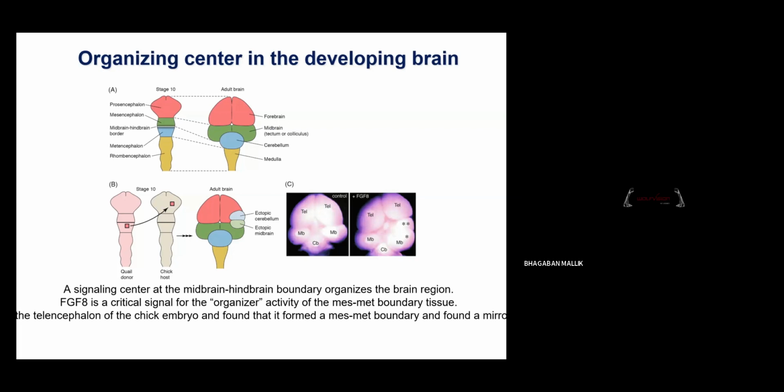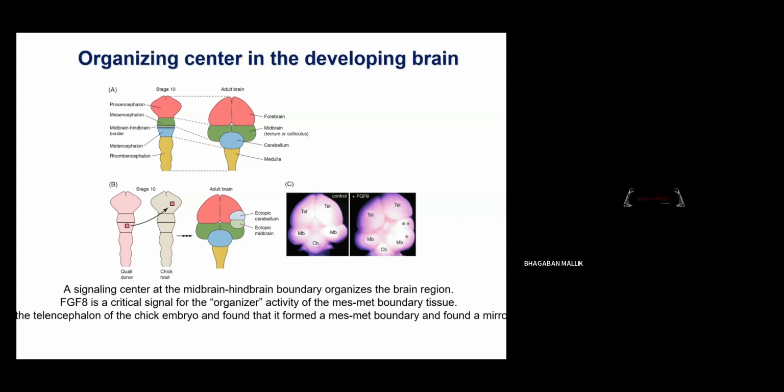And here again the two distinct stages of the brain. This is stage 10 and this is the adult brain. So you have the different segments of the brain: the prosencephalon, mesencephalon, metencephalon and rhombencephalon. As I mentioned, different signals and different genes are required for the development of the brain. You have a distinct center called the organizing center in the brain, which is required for the brain development. This organizing center is present at the border between the mesencephalon and metencephalon. So this is the midbrain-hindbrain border.